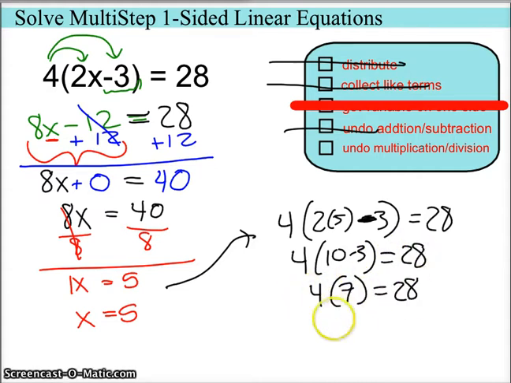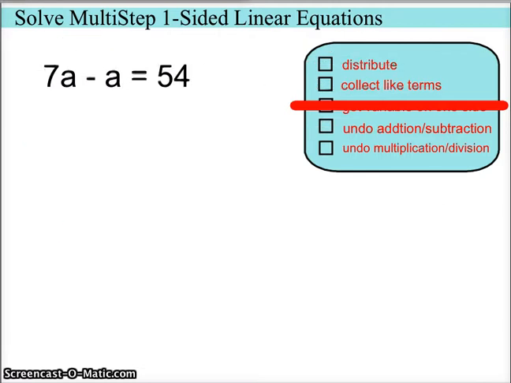And then 4 times 7 is 28, so it works out. Okay, so I'm going to go a little faster for these next few examples. Here we have our equation, 7a minus a equals 54. There's no grouping, so we have nothing to distribute, but we do have some like terms.